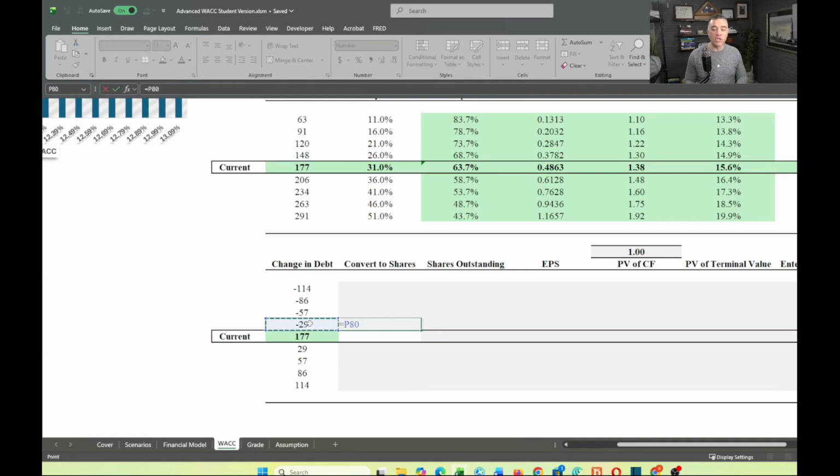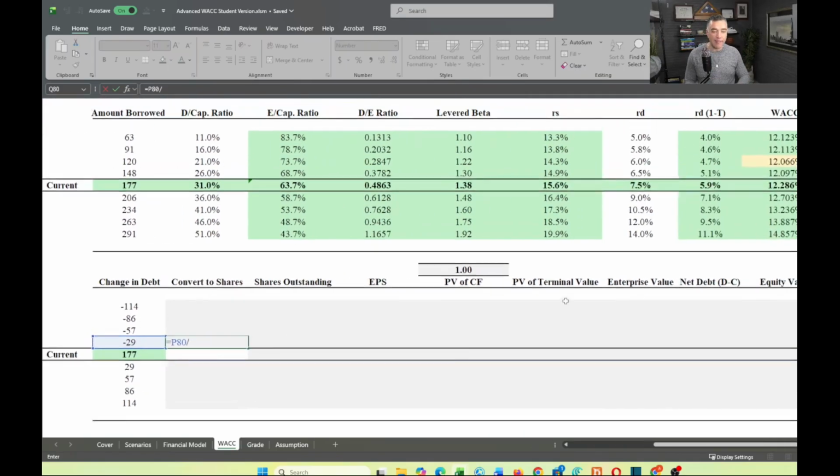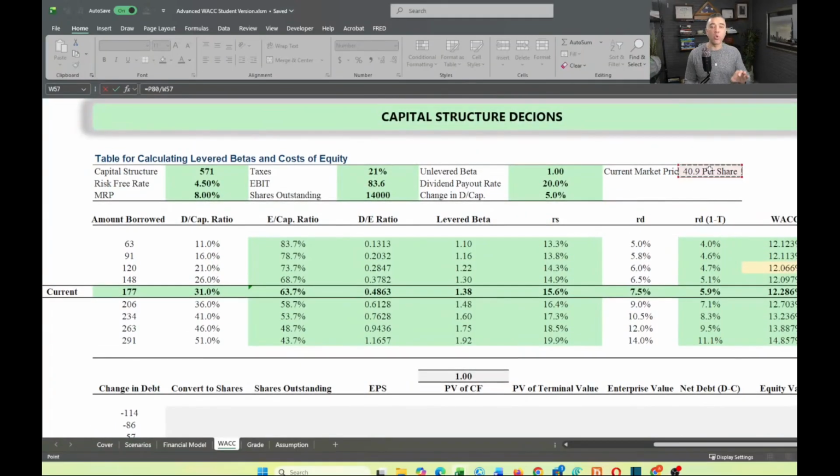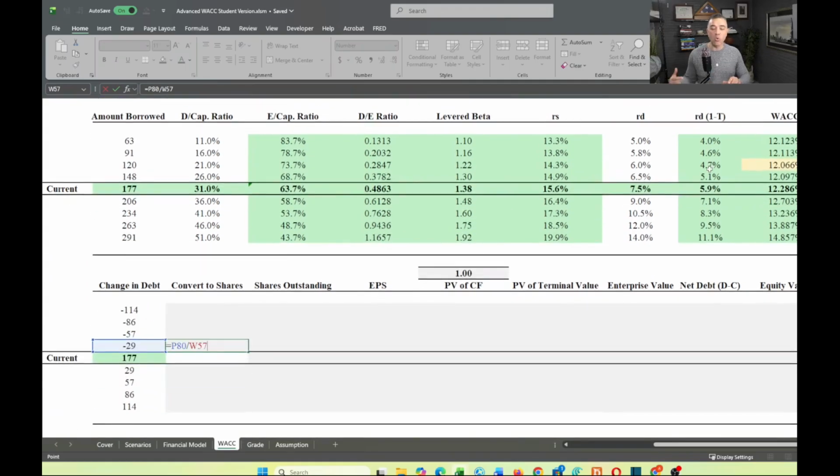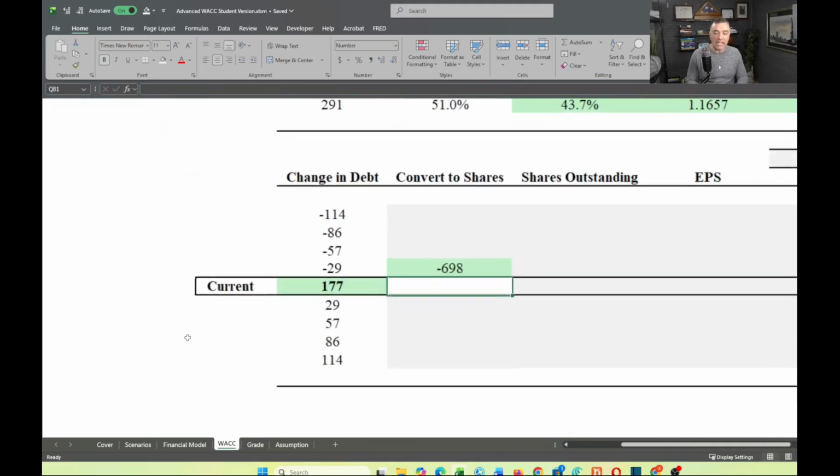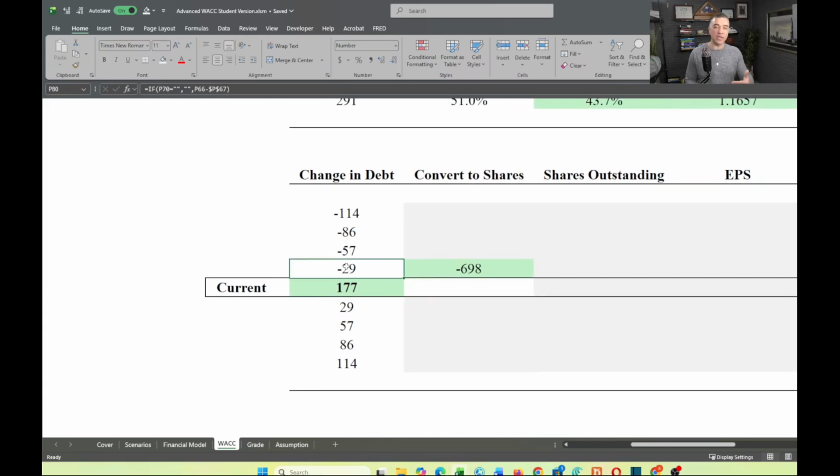What I want to do is say, well, that's $29 million. I'm going to divide it by 40.9, the current market price of our company. I want to find out how much that converts to in shares outstanding. And you have to multiply that times 1,000 to convert it into the correct shares outstanding, because this is really in millions. So if we decline it by $29 million, that means that's going to be 698 shares. That's all it means. So let's copy that.